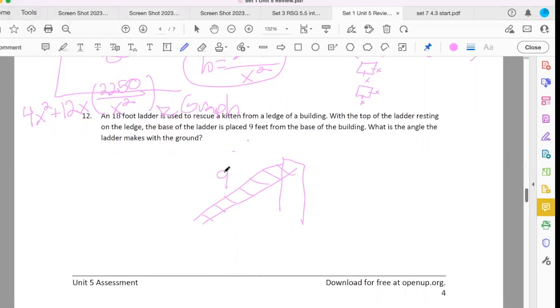Can I not erase? Why can't I undo it? It's so weird. All right, so this is 18. This is 9. What's the angle?